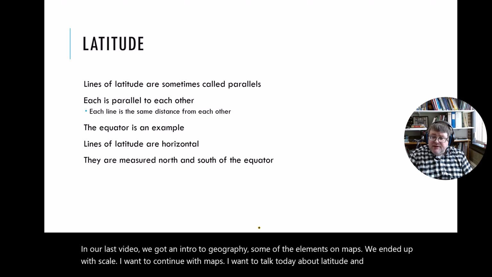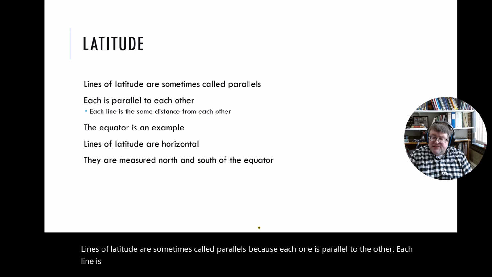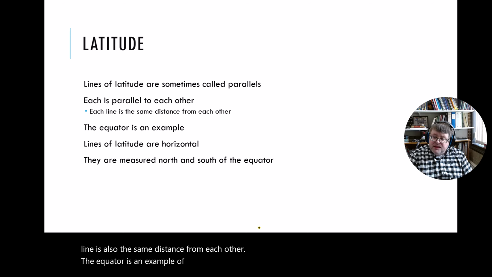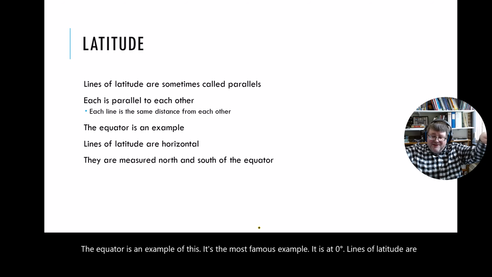Lines of latitude are sometimes called parallels because each one is parallel to the other. Each line is also the same distance from each other. The equator is an example of this. It's the most famous example. It is at 0 degrees. Lines of latitude are horizontal. See if the camera gets me doing this.